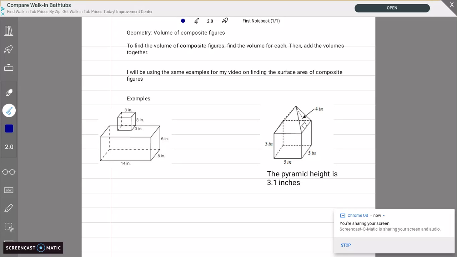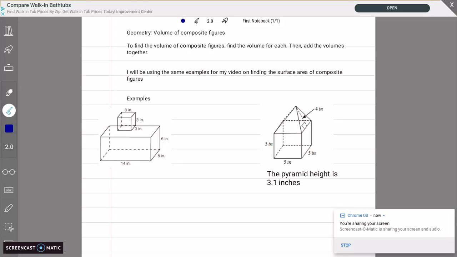So I do have a video on how to find the area of composite shapes. So that might be a triangle mashed with a square, a trapezoid and a parallelogram, maybe a triangle, a semicircle and a square, so on and so forth. But today we're going to be talking about three-dimensional objects. So we're trying to find the volume, how much stuff we can fit into these shapes if they were real.